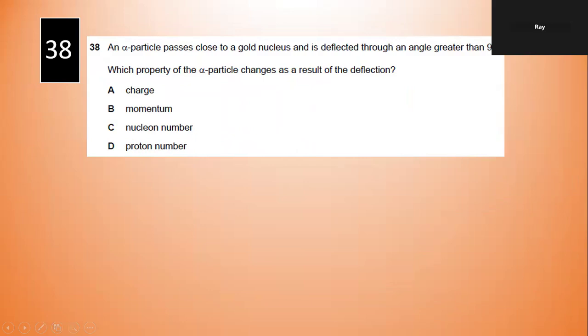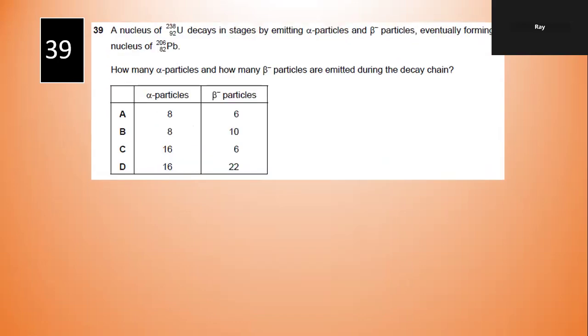How about this one? C. B. An alpha particle passes close to a gold nucleus and is deflected through an angle greater than 90 degrees. Which property of the alpha particle changes as a result of deflection? Momentum. Yeah, it's true. It's a collision experiment.